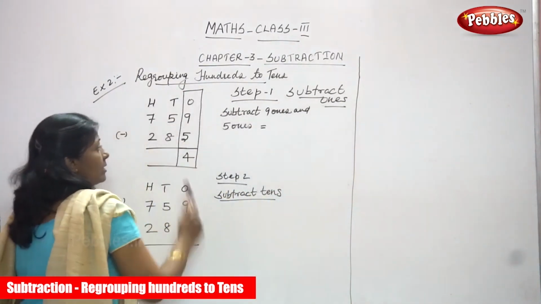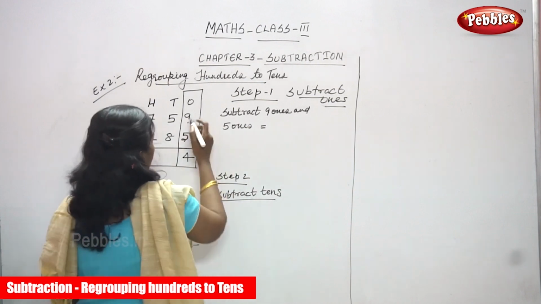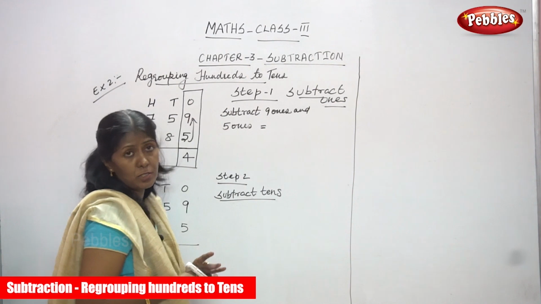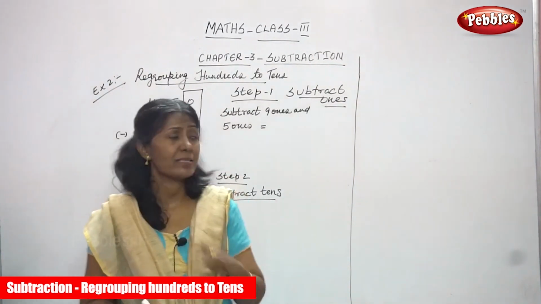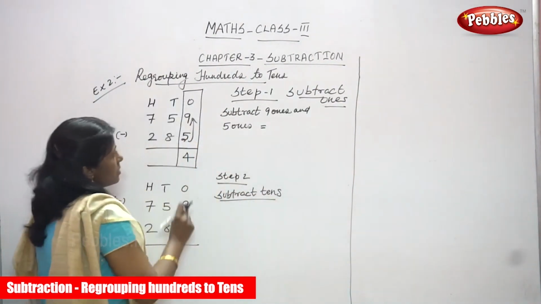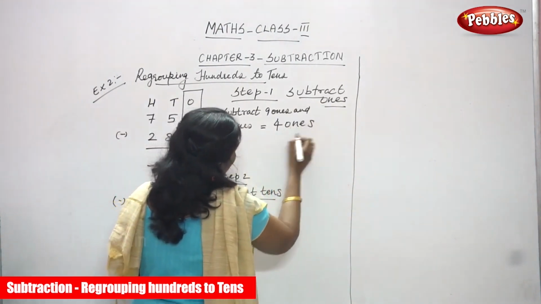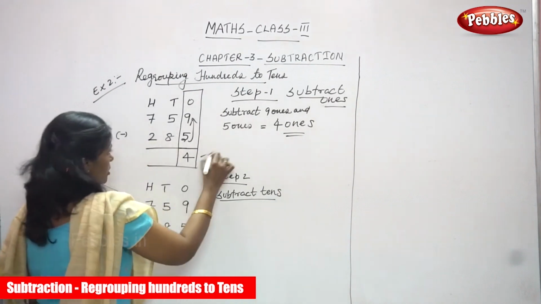So after 5 up to 9. You have to reach up to 9. So that is 6, 7, 8, 9. So the answer is 4. Have written. So subtract 9 ones and 5 ones. The answer is 4 ones. Have written. The first one is over.